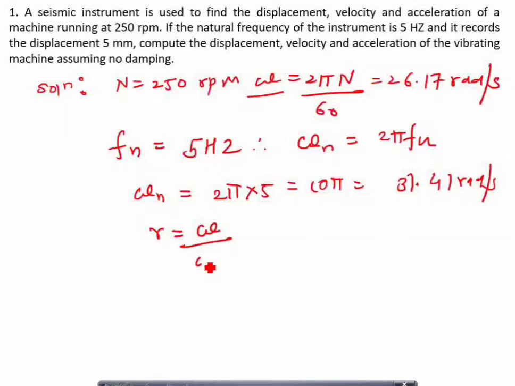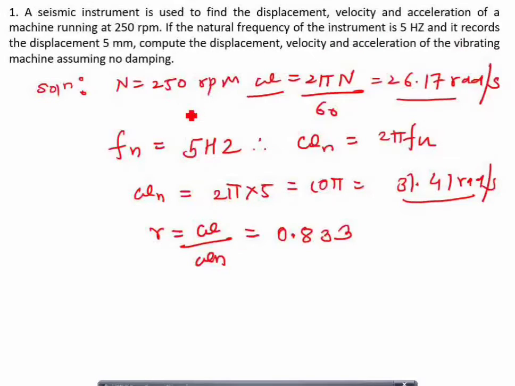Now once you have got this, you can easily find r, the frequency ratio, which is equal to omega upon omega n. So omega n is 31.41 and omega is 26.17. So I am getting r is equal to 0.833.